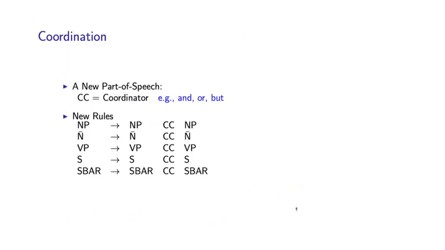So next, let's talk a little bit about coordination, another part of speech. So CC is a word such as and, or, and we have various rules that make use of these coordinators. And notice that each of these rules has a form where we have some non-terminal on the left-hand side composed of two instances of that same non-terminal with a coordinator. And so I can create phrases like the following.